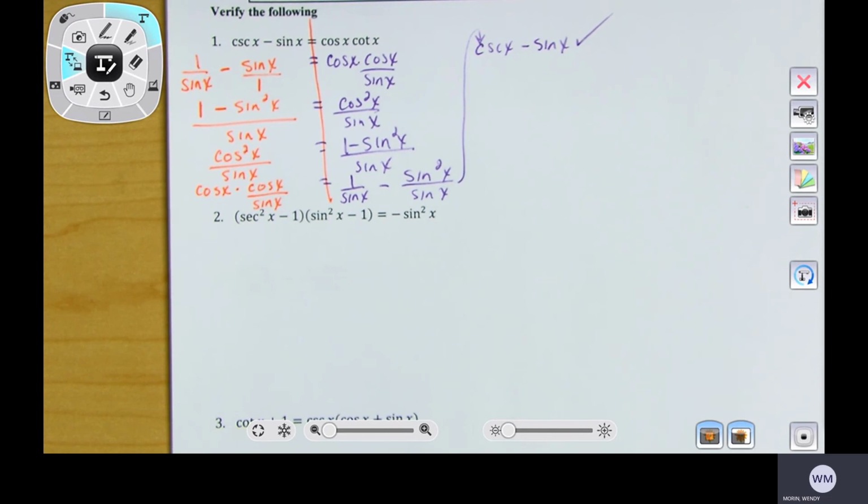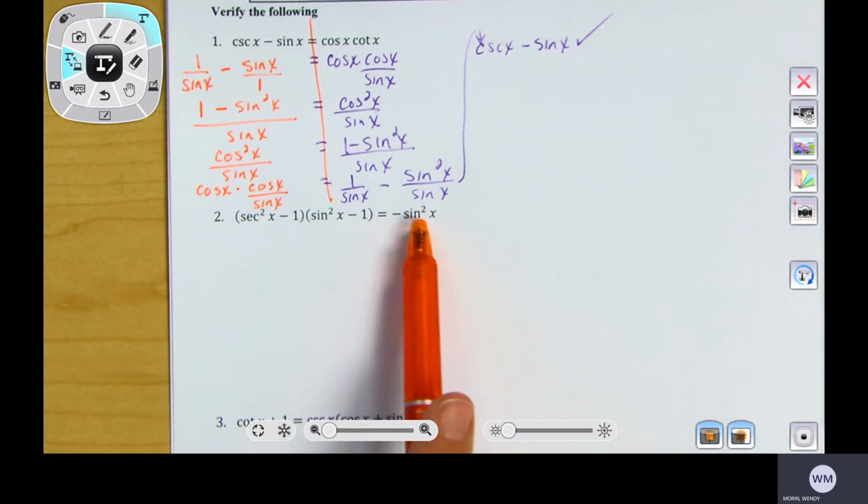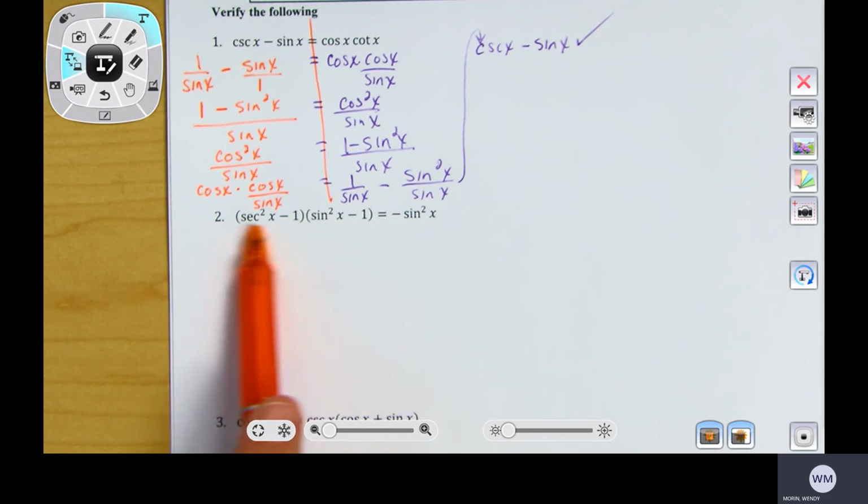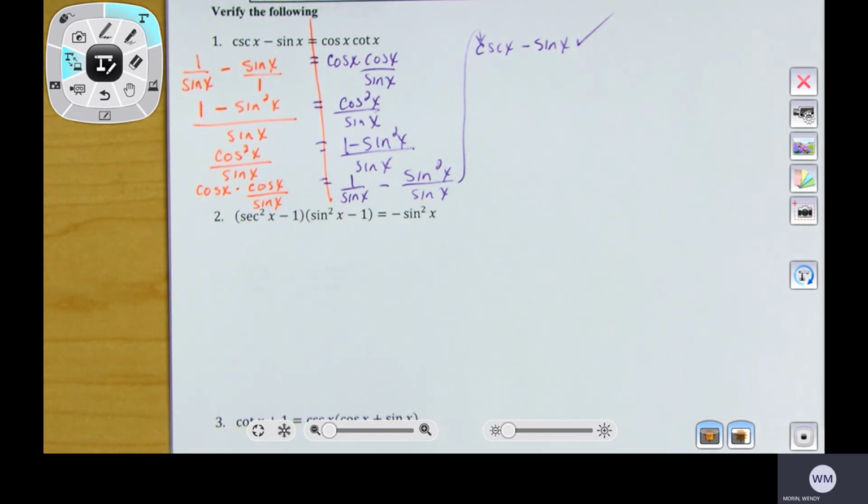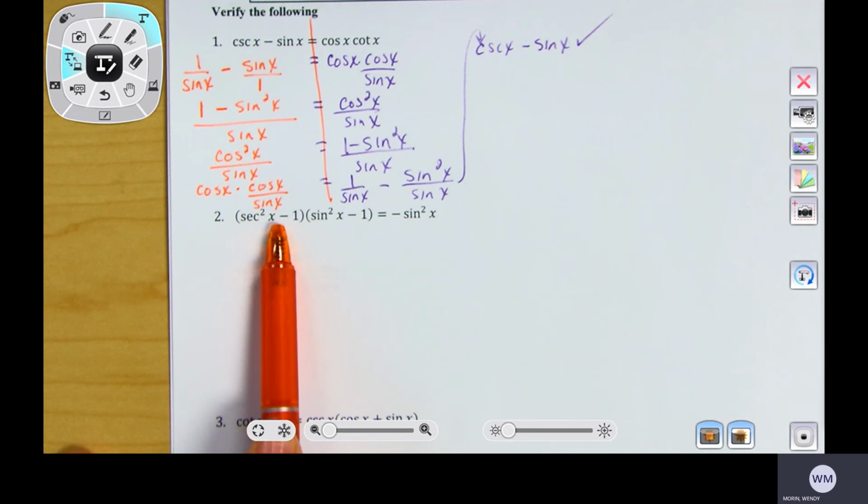All right, so that's 1. Let's take a look at number 2. Which side do you think is more complicated to work with? Left. Then let's do the left. Look at it. We're trying to get to sine squared. Look carefully. Any ideas? What do you think? Well, that's tan squared. This is tan squared?